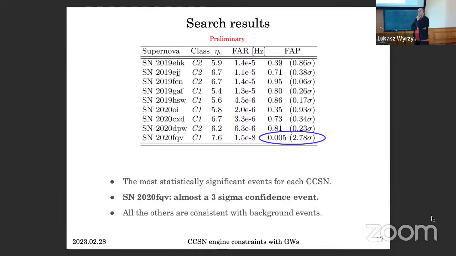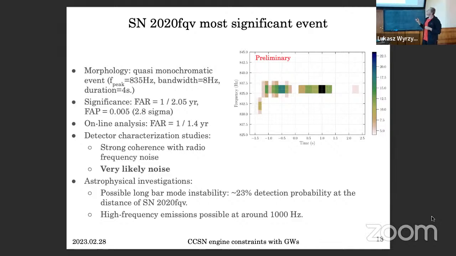So this is the most significant event, and how does it look? It is a pretty long, almost 4 seconds long event, very narrow band, only 4 hertz at around 830 hertz. So it's a very, very narrow and long signal. The significance is 1 per 2 years, which, if you calculate the false alarm probability, is almost 3 sigma confidence.